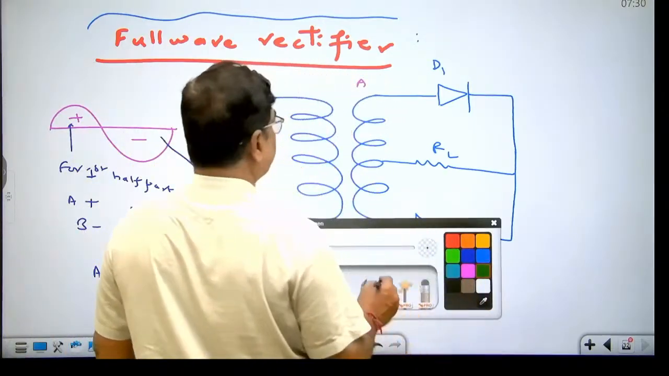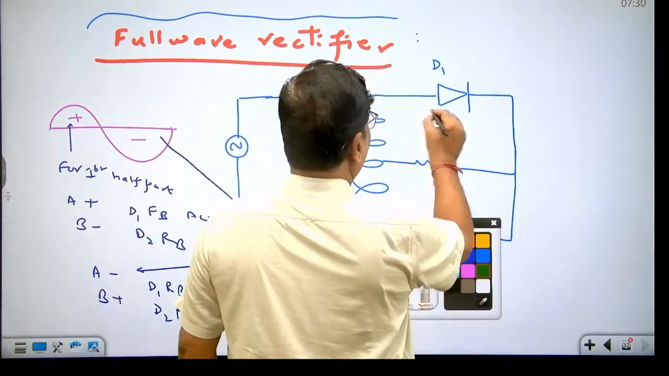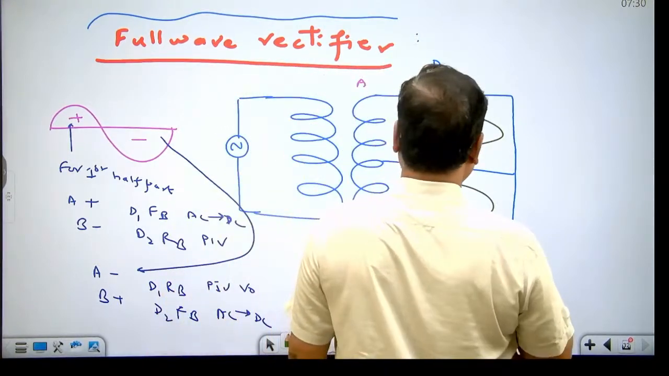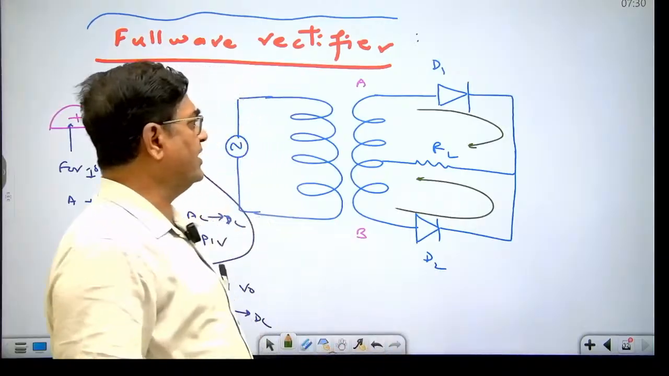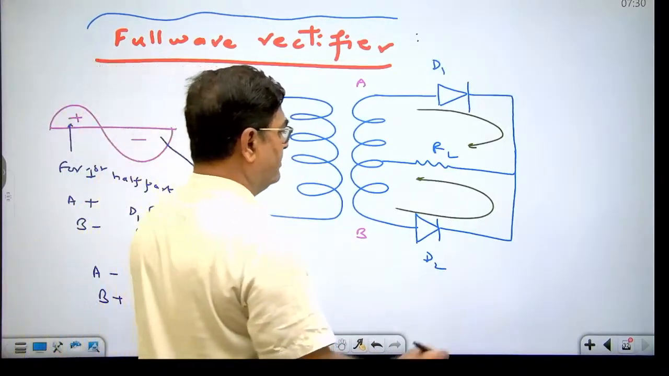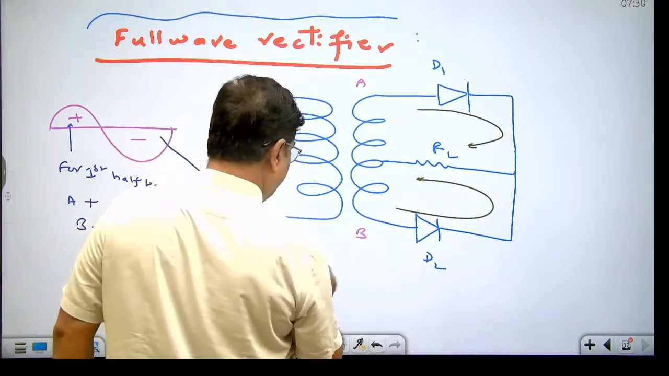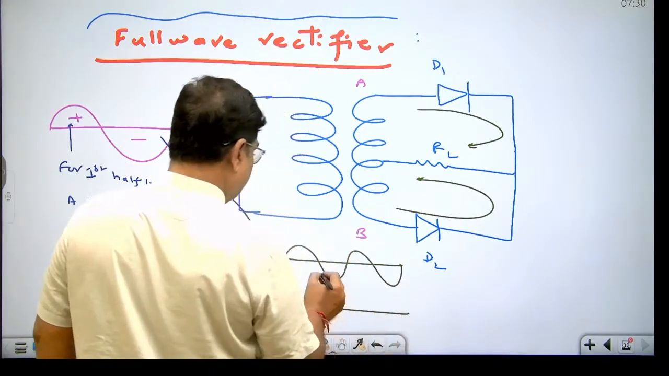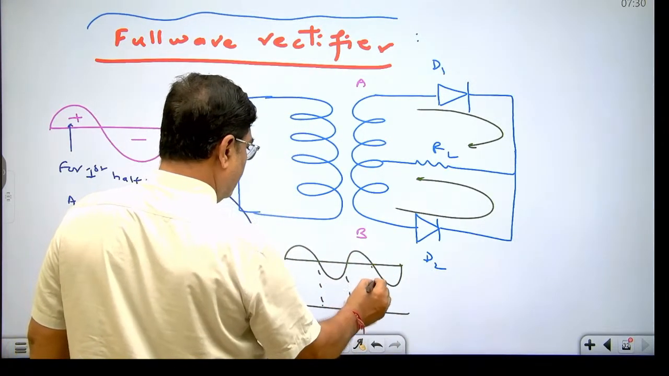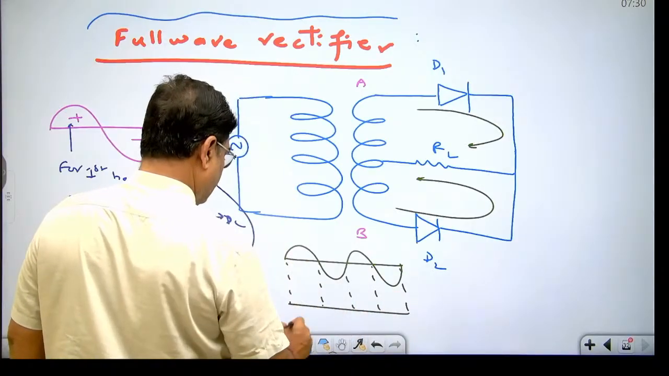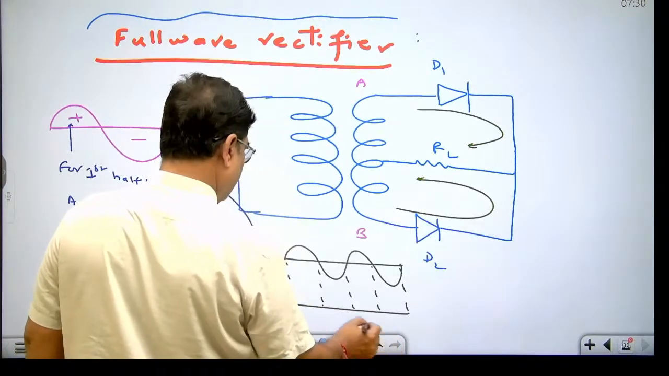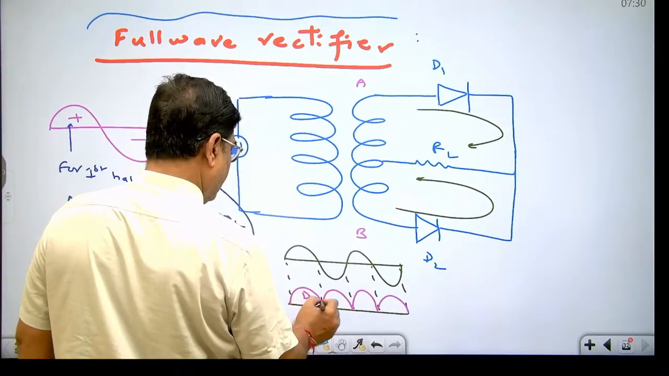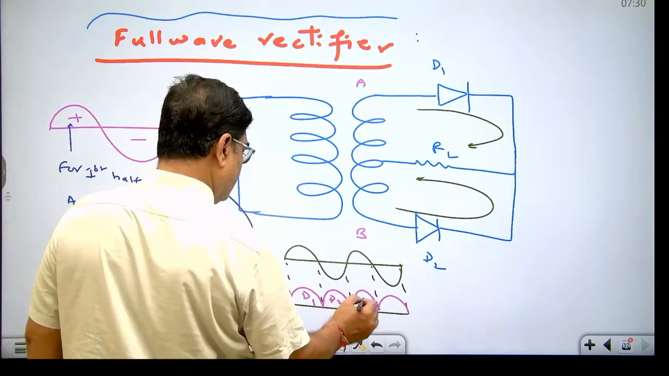Okay. Now see here. This is the direction of current flow, this is the direction of current flow. And the output signal is obtained across the load resistance, okay? So here, if this was the diagram of the input AC signal, then this is the diagram of the output DC signal. This is due to D1, this is due to D2.